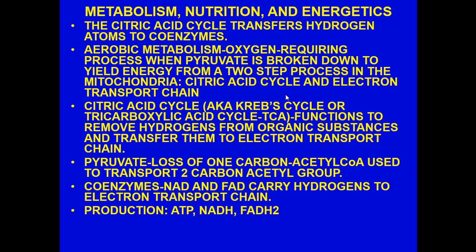Now, pyruvate loses one of the carbons. That becomes part of CO2. There is a coenzyme called CoA that attaches to the acetyl group, and it starts going through this cyclic process. And in the end, also, NAD and FAD get hydrogens. Now, these hydrogens attached will eventually be used in the electron transport chain to produce, yes, more ATP.